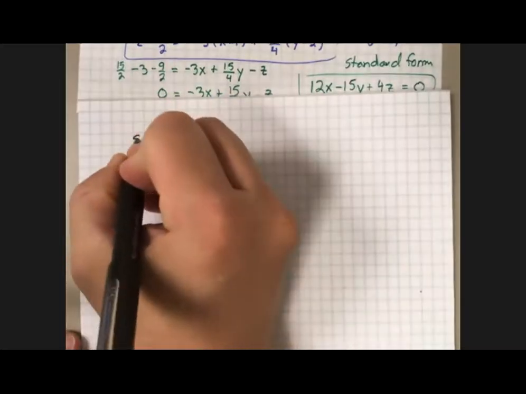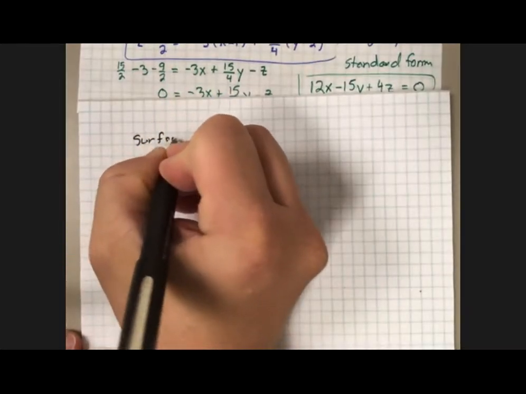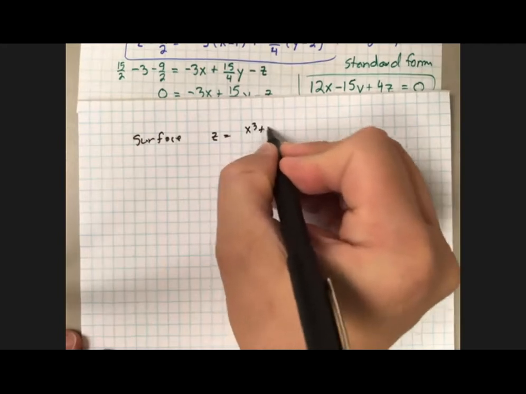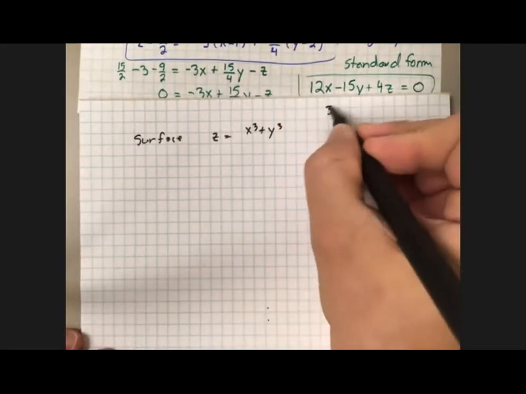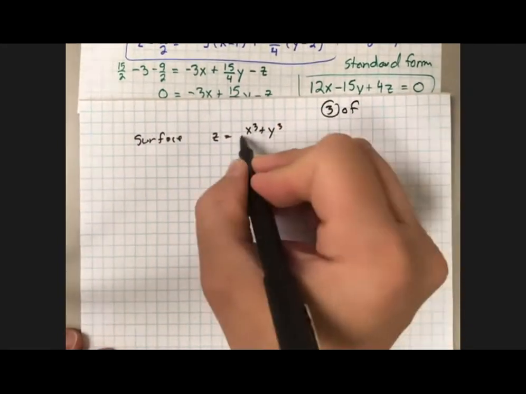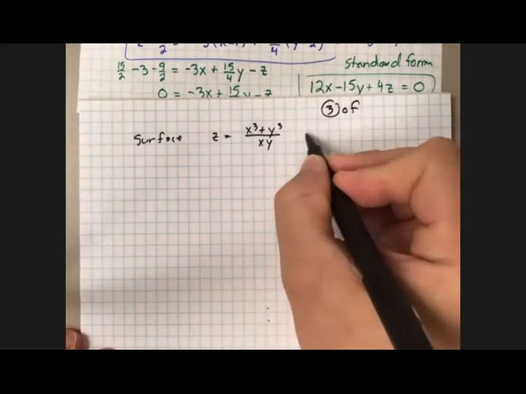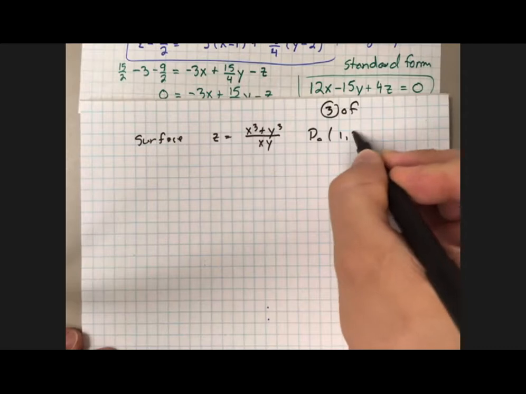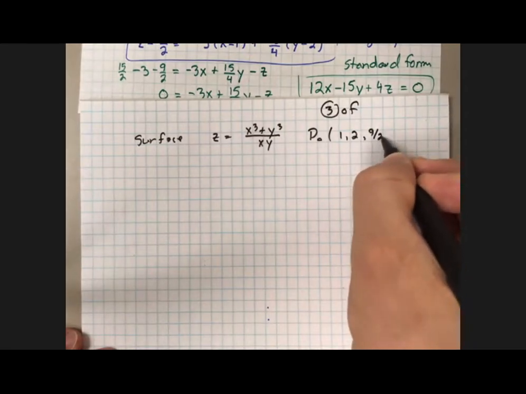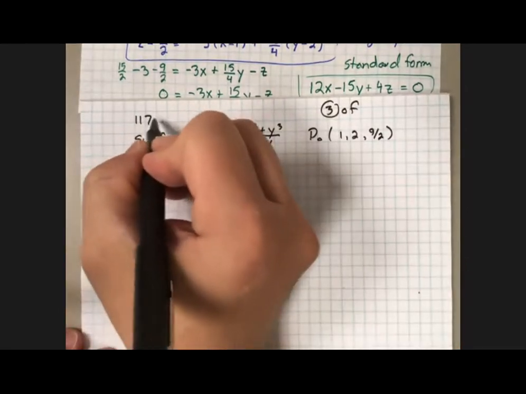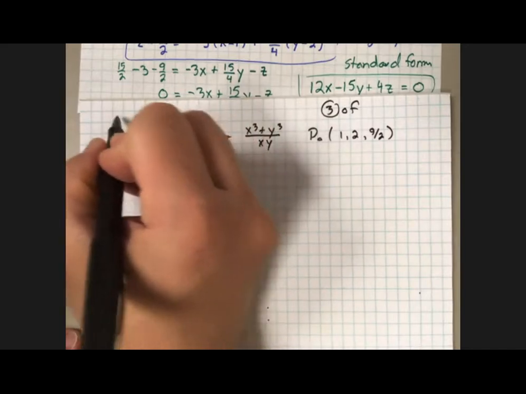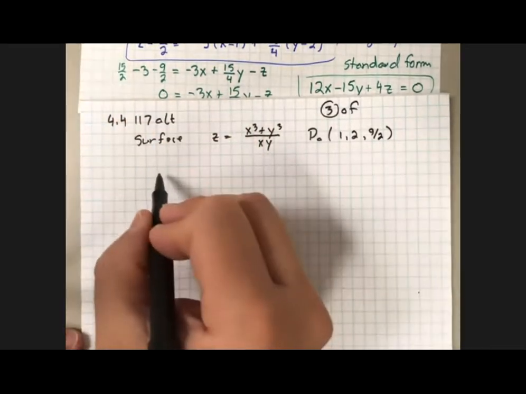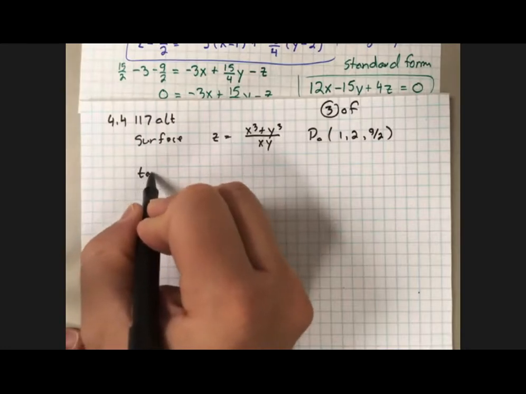So we have the surface, which is z equals x cubed plus y cubed, divided by xy. This is page 3 today, not a lot of pages today. And the point, he didn't call it P naught, but we can say P naught because we've changed this point. This is still 117, but now it's 117 alt because I actually changed the problem. And we have our tangent plane.